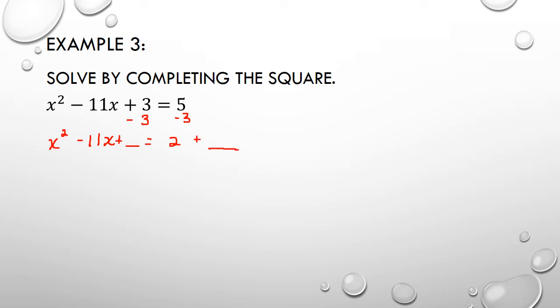Now take that negative 11. Remember, we take the b, divide it by 2, and then square it. So negative 11 divided by 2 gives us negative 5.5, square it, and that gives us 30.25. So I'm going to add 30.25 over here and add 30.25 over here.